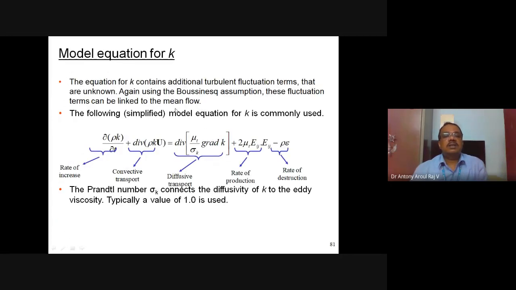Then you require an equation. That means a transport equation is required for k. This is the transport equation for turbulent kinetic energy. This is the transient term, this is the convective term, this is the diffusive transport term, and I have the source term and the sink term. Because turbulence is created and it is dissipated, there should be a source as well as a sink. Otherwise, turbulence will keep on growing, and that should not happen. So we have the rate of production, that is the source, and the sink will be there.